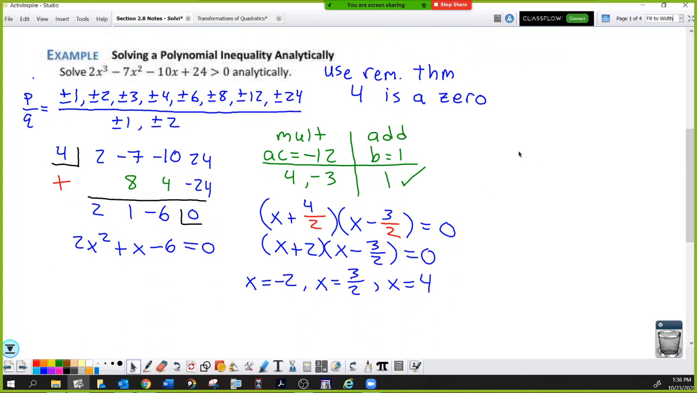Because we were actually told to figure out where this polynomial is greater than 0, that means we need to figure out on our sign diagram where we get positive numbers. So we draw a sign diagram and we put our 3 zeros on it. And those zeros in numeric order are negative 2, positive 3 halves, positive 4. And we do have 4 zones to check.